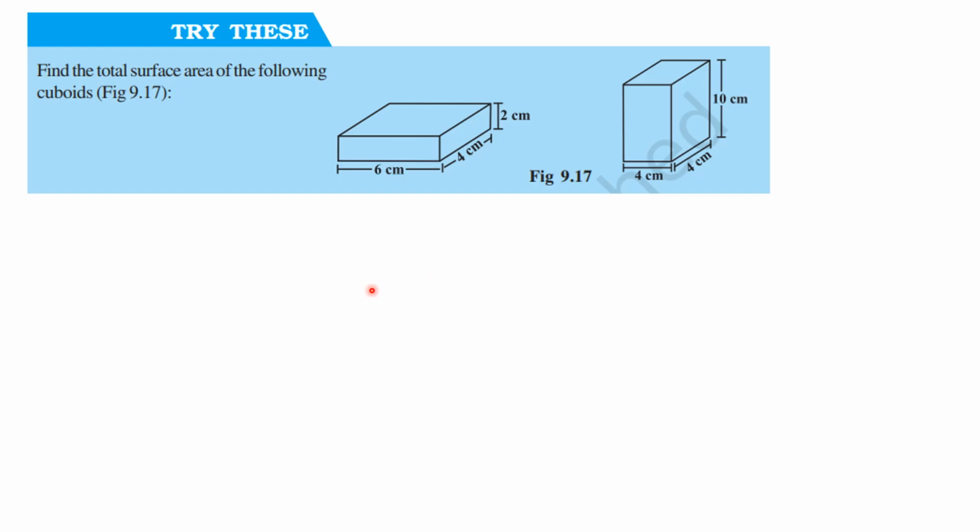Now we will do some try these questions here. If you see here the first figure, length is 6 centimeter, breadth is 4 centimeter and height is 2 centimeter, and you have to find the total surface area, isn't it? So let's find the total surface area. From here I can write length is 6, right? So I can write 2 times 6 into 4 plus 4 into 2 plus 2 into 6. And let's calculate the total surface area.